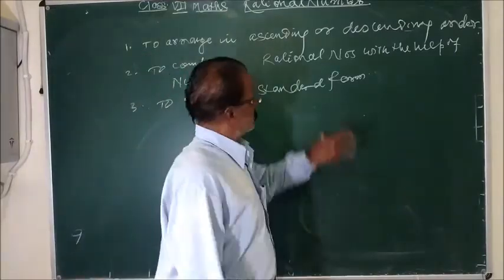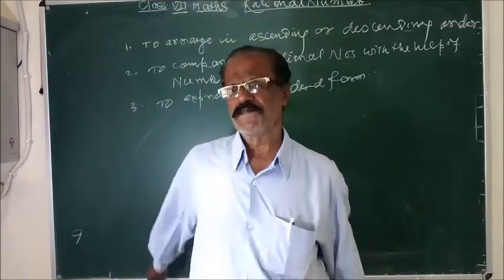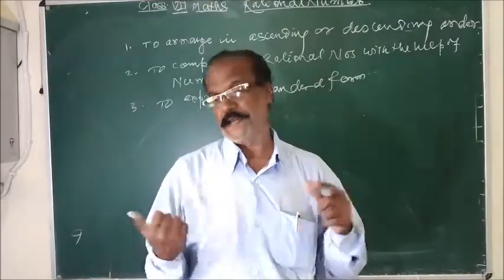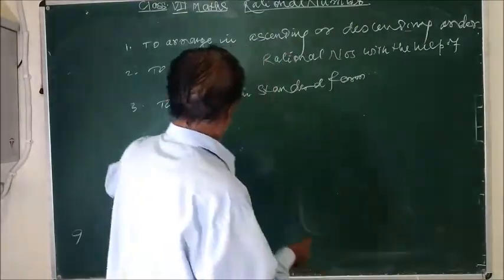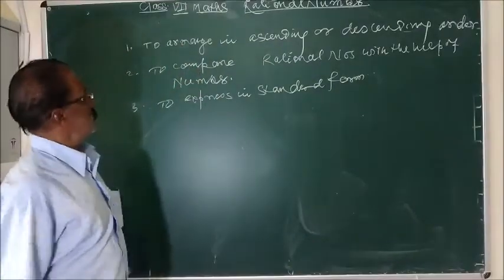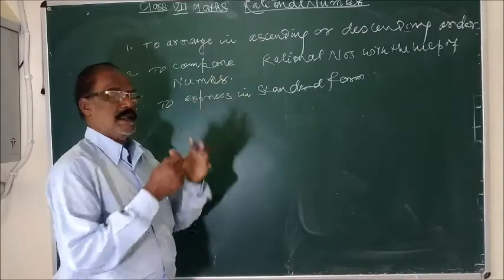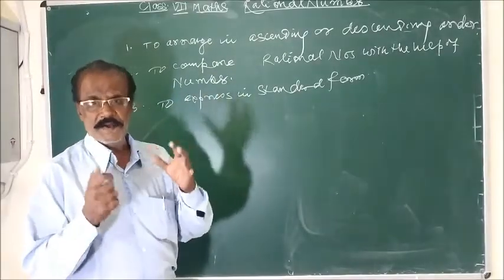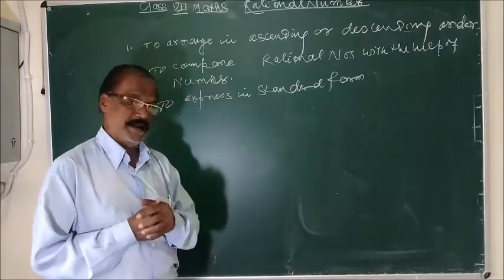My dear students, I have already started this chapter, rational numbers. But there are many things you have to learn in this chapter. It is a very important chapter. So now these three things you have to learn today. How will you arrange the given rational numbers in increasing order or decreasing order? It is also known as ascending or descending order.